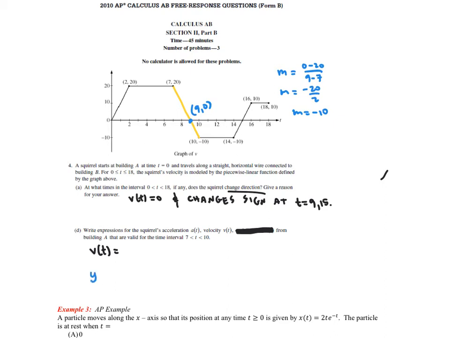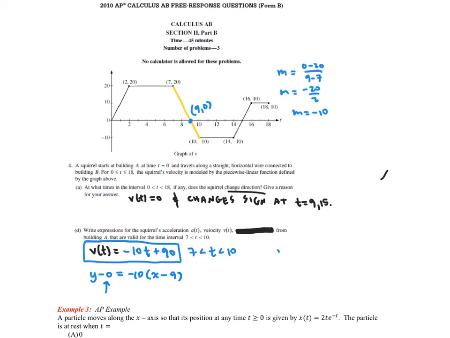So point slope form would be y minus y1 is equal to the slope, negative 10, times x minus x1. I'm using the point (9, 0) and the slope negative 10. Now, of course, this will just disappear, and if I distribute the negative 10 to both of those terms and come back to the variable t, I'd have negative 10t plus 90.